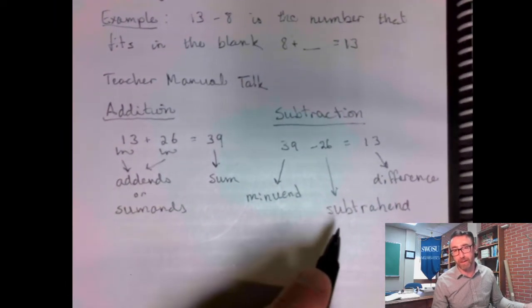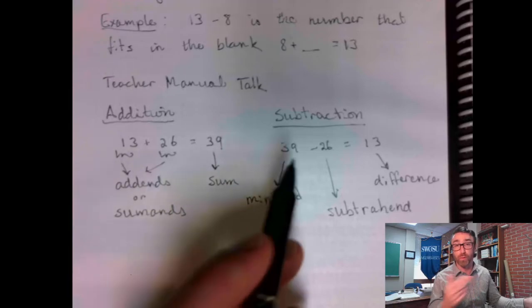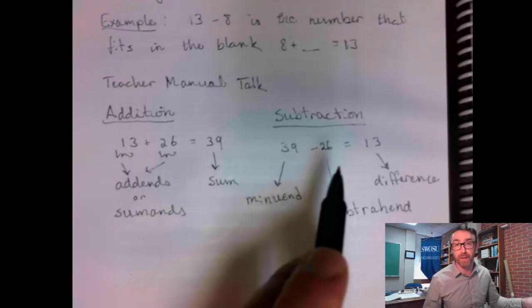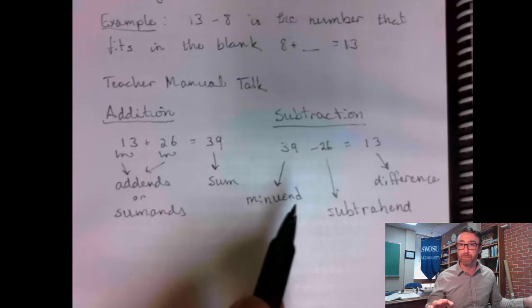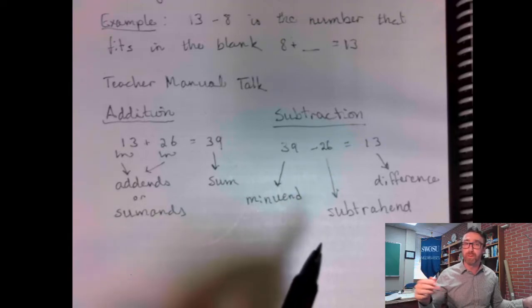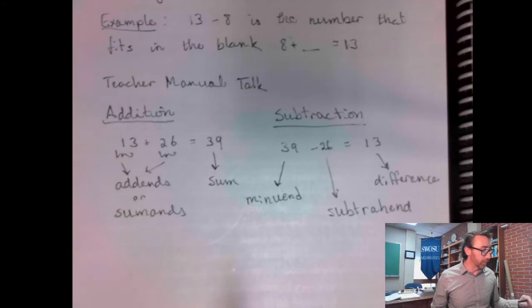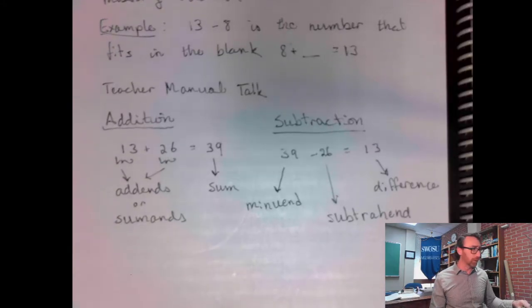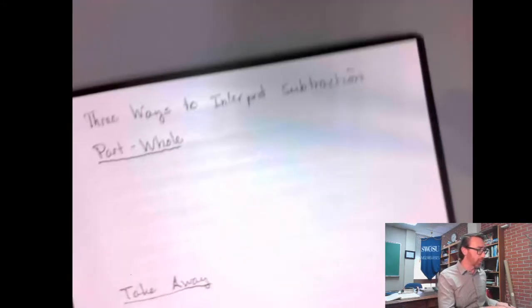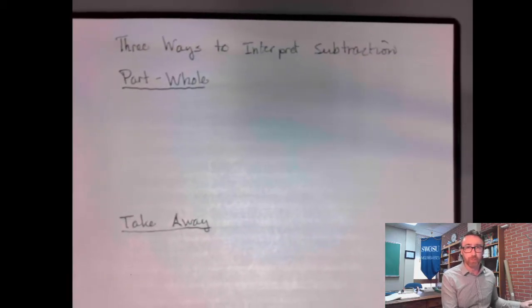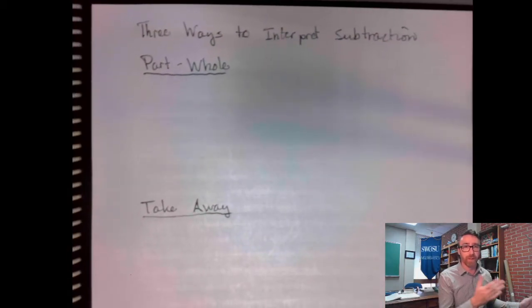The reason they have to have different names is, of course, that order matters. 39 minus 26 is 13, but if you switch them, you've got a different problem. So these two have to have different names. All right, so let's get into some interpretations, ways to think about the operation of subtraction.